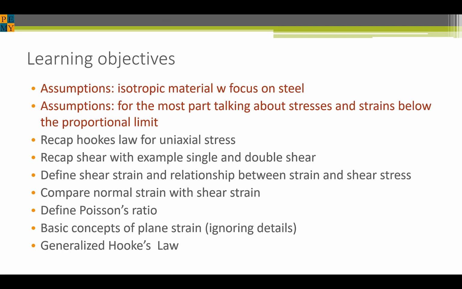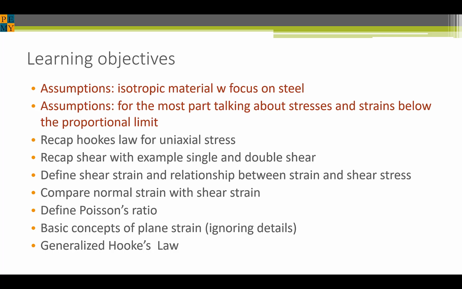So our learning objectives are as follows. First, we have to make some assumptions. We assume that the material is isotropic, that is, no matter what direction in the material you're considering, the material behaves the same. Another important assumption is that we are talking for the most part about stresses and strains below the proportional limit, that is, the behavior where the material is elastic.